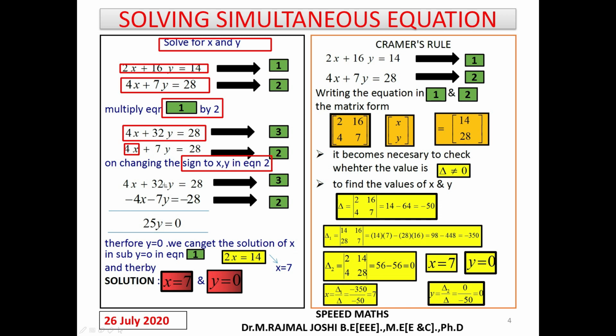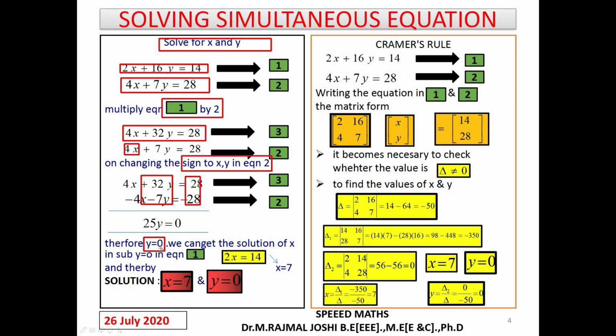Now we'll add equations 3 and 2 here. When you add these two, plus 28 and minus 28 will become 0 on the right hand side, and 32 minus 7 will become plus 25y equal to 0. Plus 4x and minus 4x will become 0 directly. So we know that 25y equal to 0. From this we get the solution y as 0, since 0 by 25 will become 0.